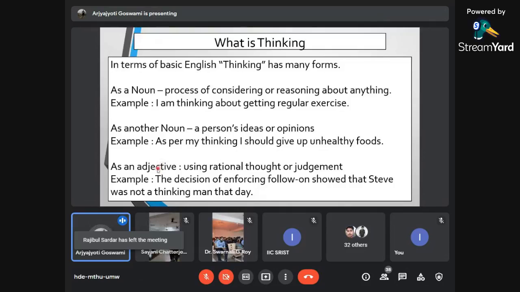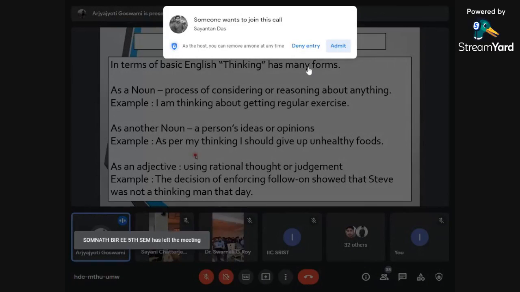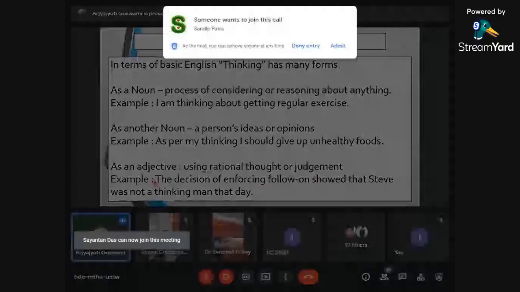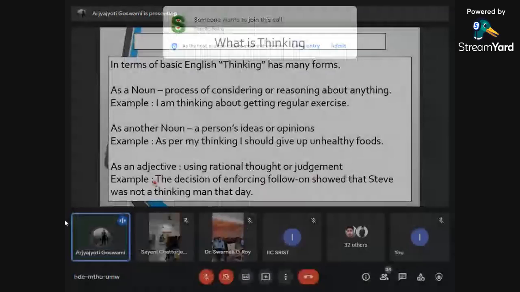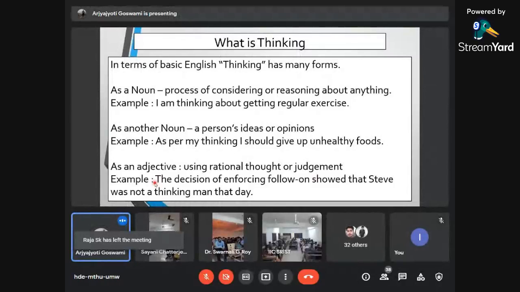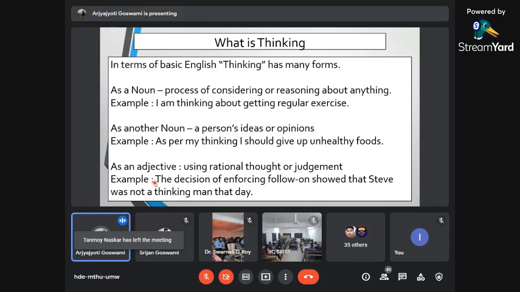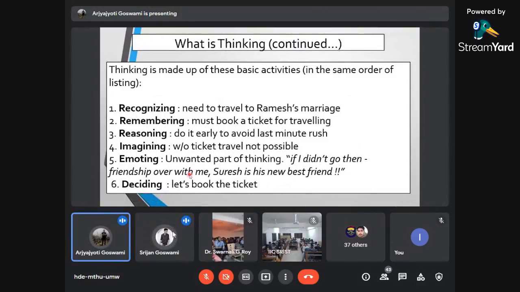Thinking can be used as an adjective also, which says that you are giving something a rational judgment. For example, the decision of enforcing the follow-on showed that Steve Waugh was not a thinking man that day. Many of you may be aware that there was a very famous test match at Eden Gardens, and India was playing against Australia. India played very poorly in the first innings. Steve Waugh could have enforced the follow-on or could have opted for batting, but Steve Waugh was very arrogant, maybe. So he said, okay, India, you follow on. Then when India came to bat in the second innings, VVS Laxman played a very big innings, and India won the match. So this is the context behind this. The decision of enforcing the follow-on showed that Steve Waugh was not a thinking man. So thinking can be used in many forms.